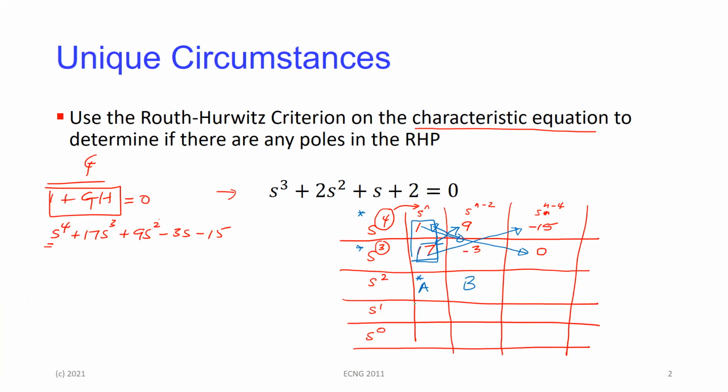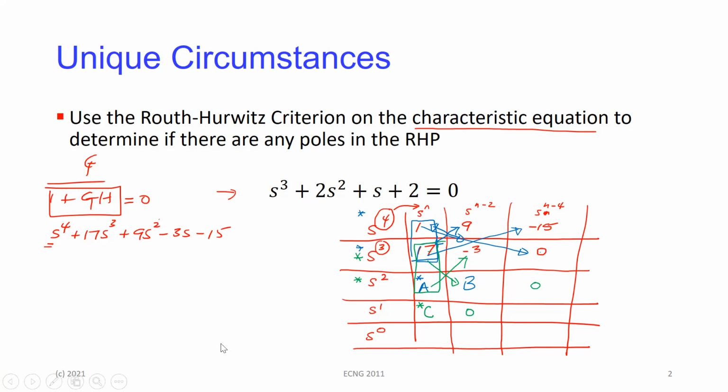So the next row after that would be the s to the power 1 row. And here you're going to use the 2 rows immediately above, the s cubed and s squared rows. So here is going to be a by minus 3 minus 7 by b, divided by a, and you get that. And then this one is going to be a by 0 minus 7 by 0. Remember, this is a 0 here over a. So this entry is going to be 0.